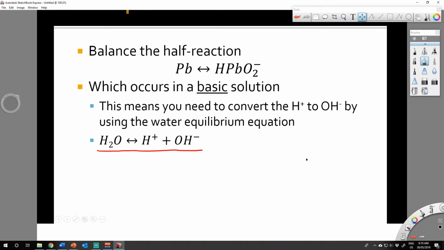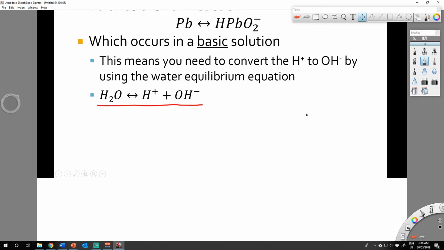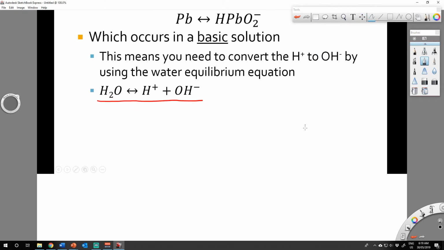So what we do, as I mentioned, is basically the same process. We're going to balance this reaction in the same way. So first we'll balance major atoms. So Pb going to HPbO2 minus. Okay, so my leads are already balanced, so I don't have to worry about step 1. Step 2, we'll balance the oxygens.